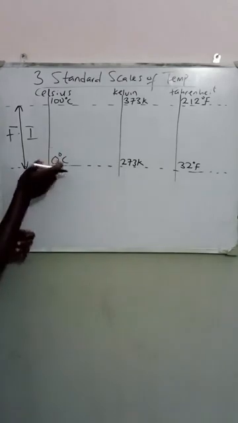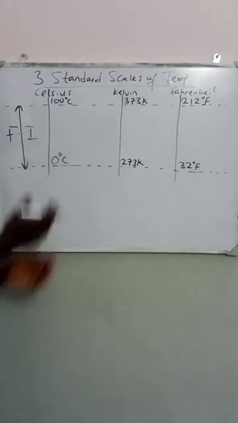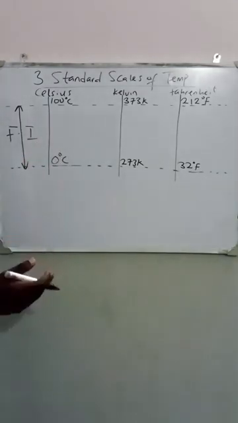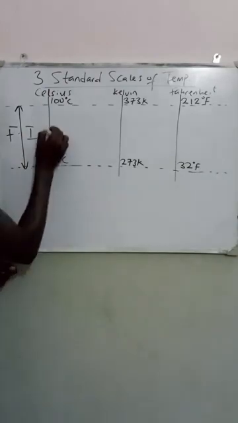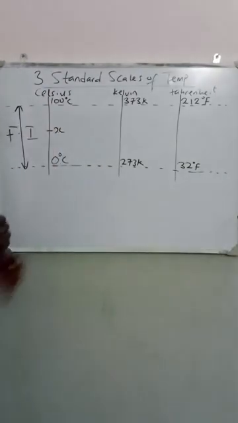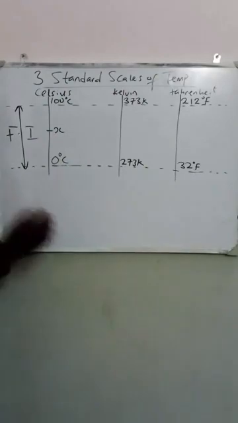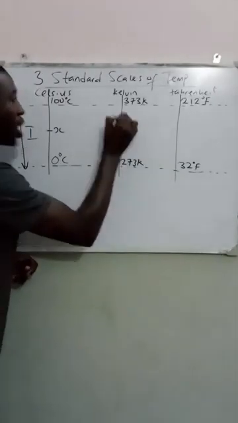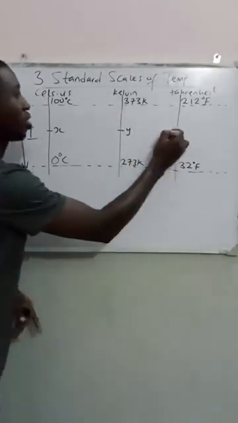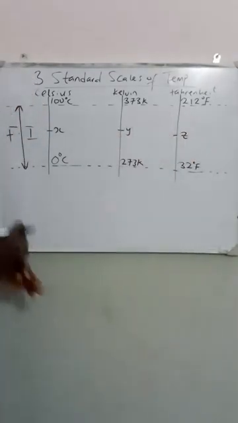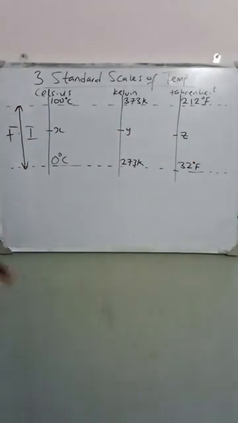So if this is 0 and this is 100, what of an unknown scale? Let's assume here I'm having X. I want to read this particular spot. I want to read this spot, let me call it Y. And I want to read this spot, let me call it Z. So let's see what happens to those unknown spots.